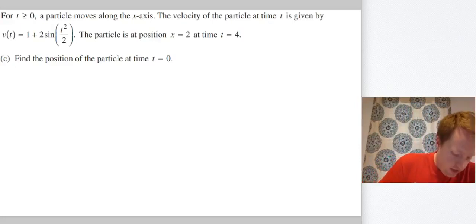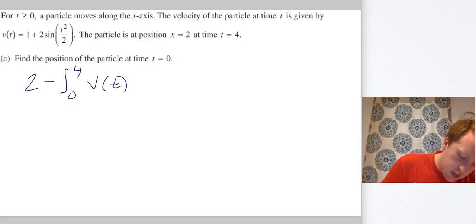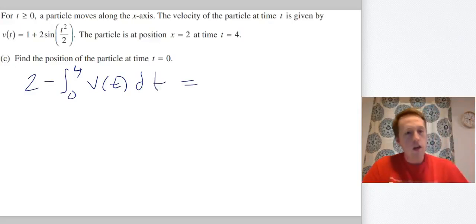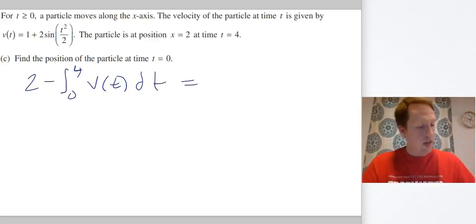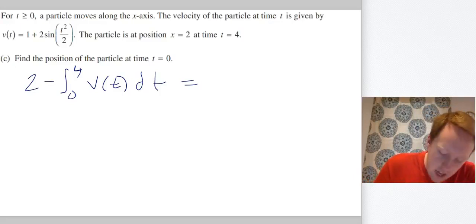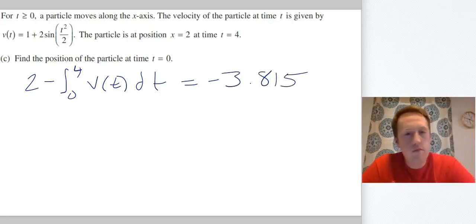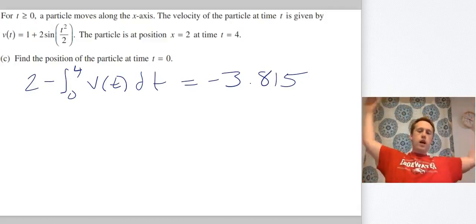So what I know is at t equals 4, that the particle is at position 2. So it's 2 minus the integral, because I'm going to go back in time from 0 to 4 for v of t. Writing that on your paper gets you credit. Now I'm going to go into the calculator and get the actual answer, and I'm going to find out that it's negative 3.815. Boom. Done. Huzzah.